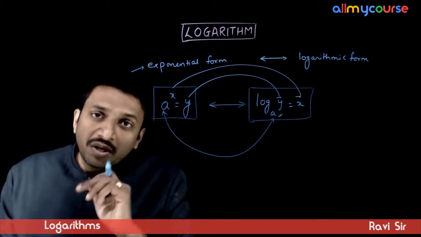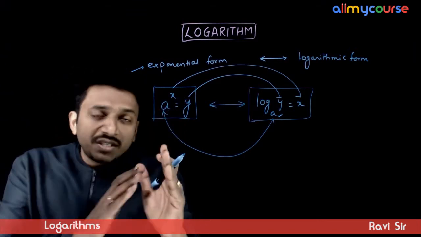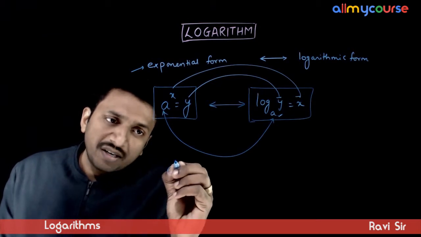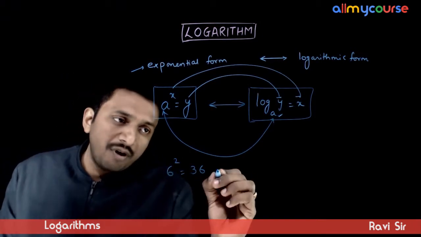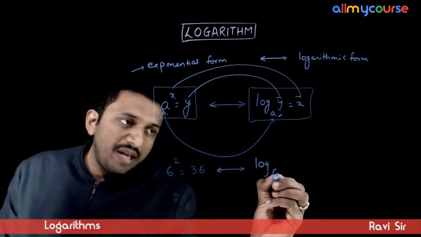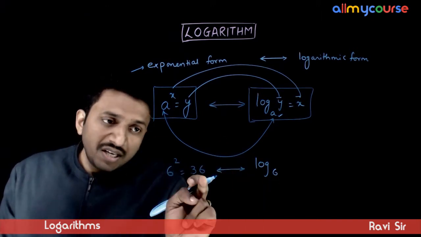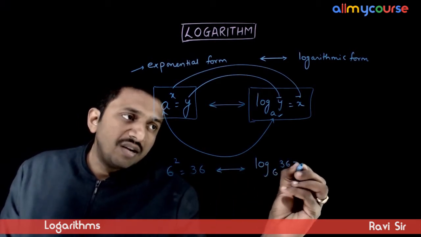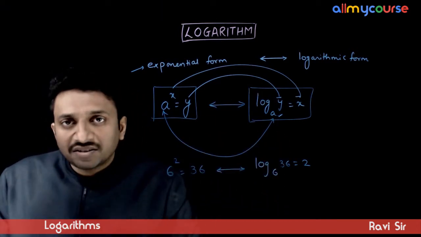So a power x is equal to y. So log y to the base a becomes equal to x. So this is how the logarithmic conversion looks like. If 6 power 2 is equal to 36 is the equation in exponential form, the corresponding logarithmic form is log. This base remains the base of log. This is the base of exponential. This is also the base of logarithm. The base does not change. Just these two numbers get exchanged. So log to the base 6 of 36 is equal to 2. That is, 6 has to be raised to the power 2 to get 36 as the answer.